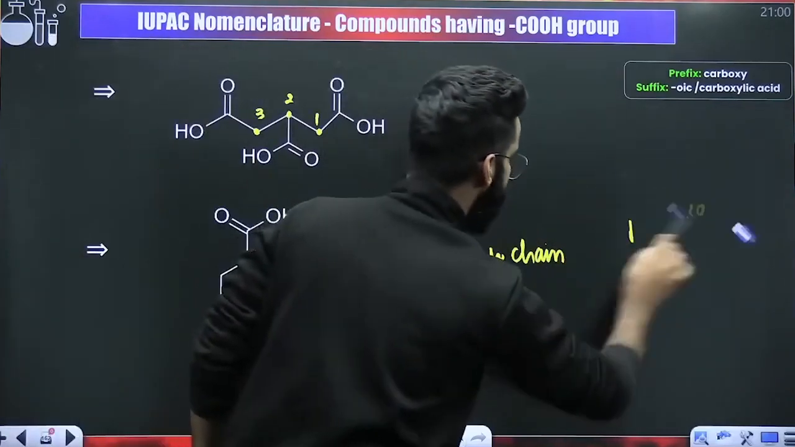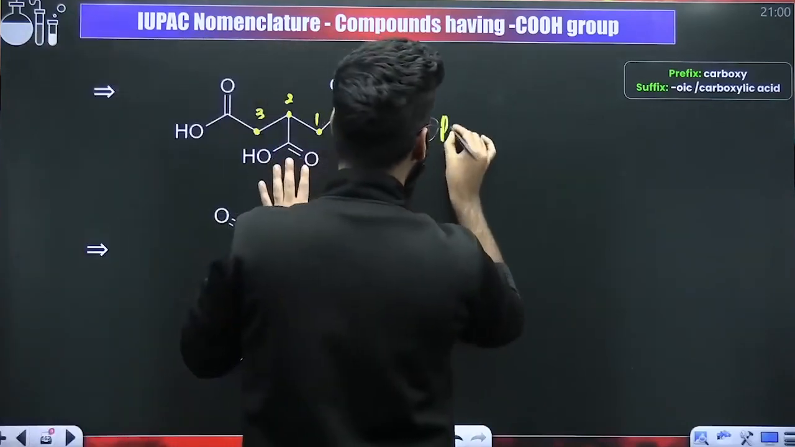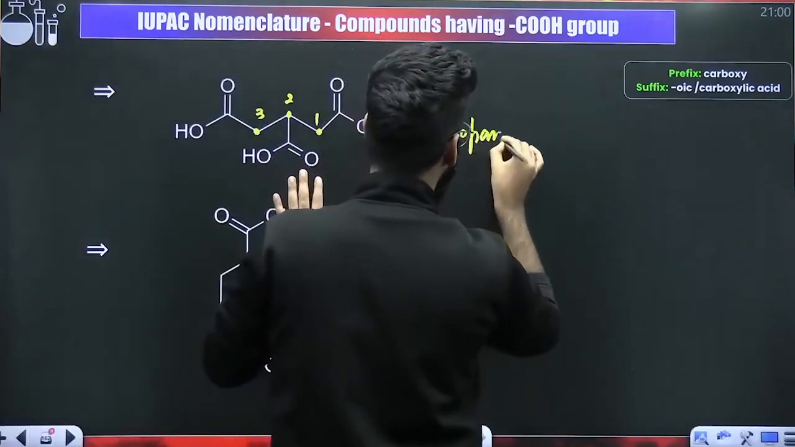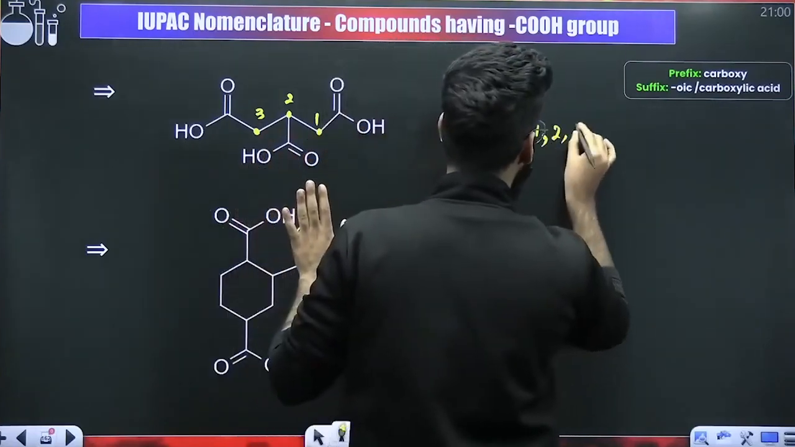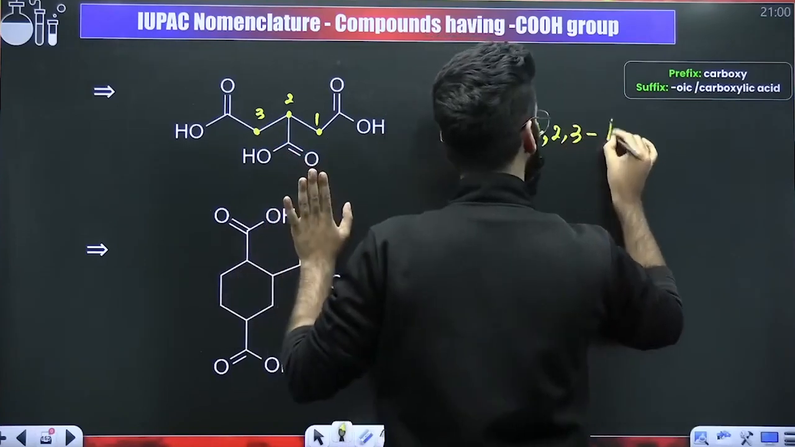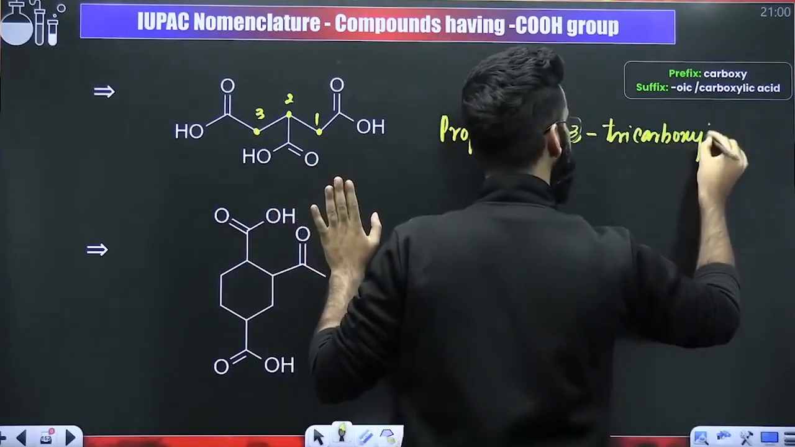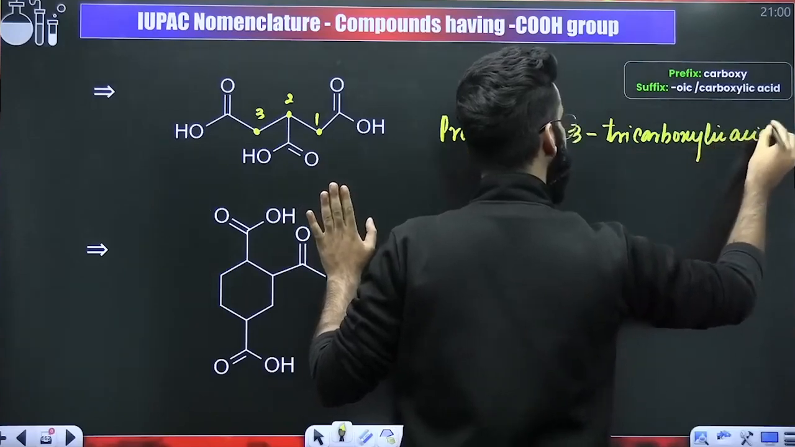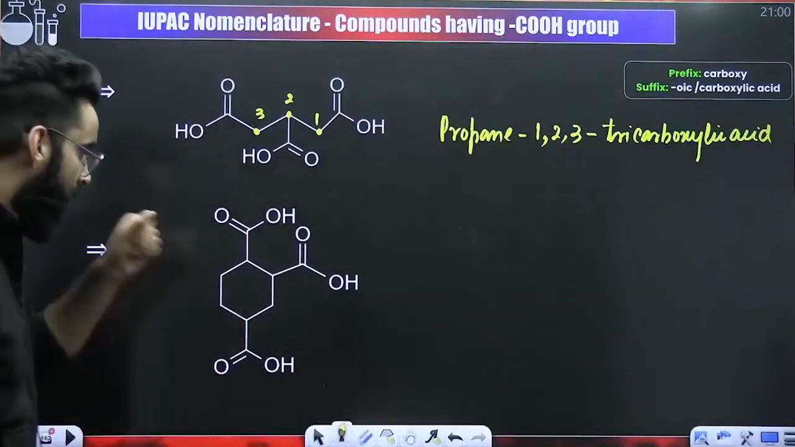So once it's done, now what you'll be writing? You'll be writing propane, because single bond everywhere, propane, it is going to be 1, 2 and 3. None of the carbon of the carboxylic acid is the part of the main chain. It's going to be tricarboxylic acid. Look at the next one, people.